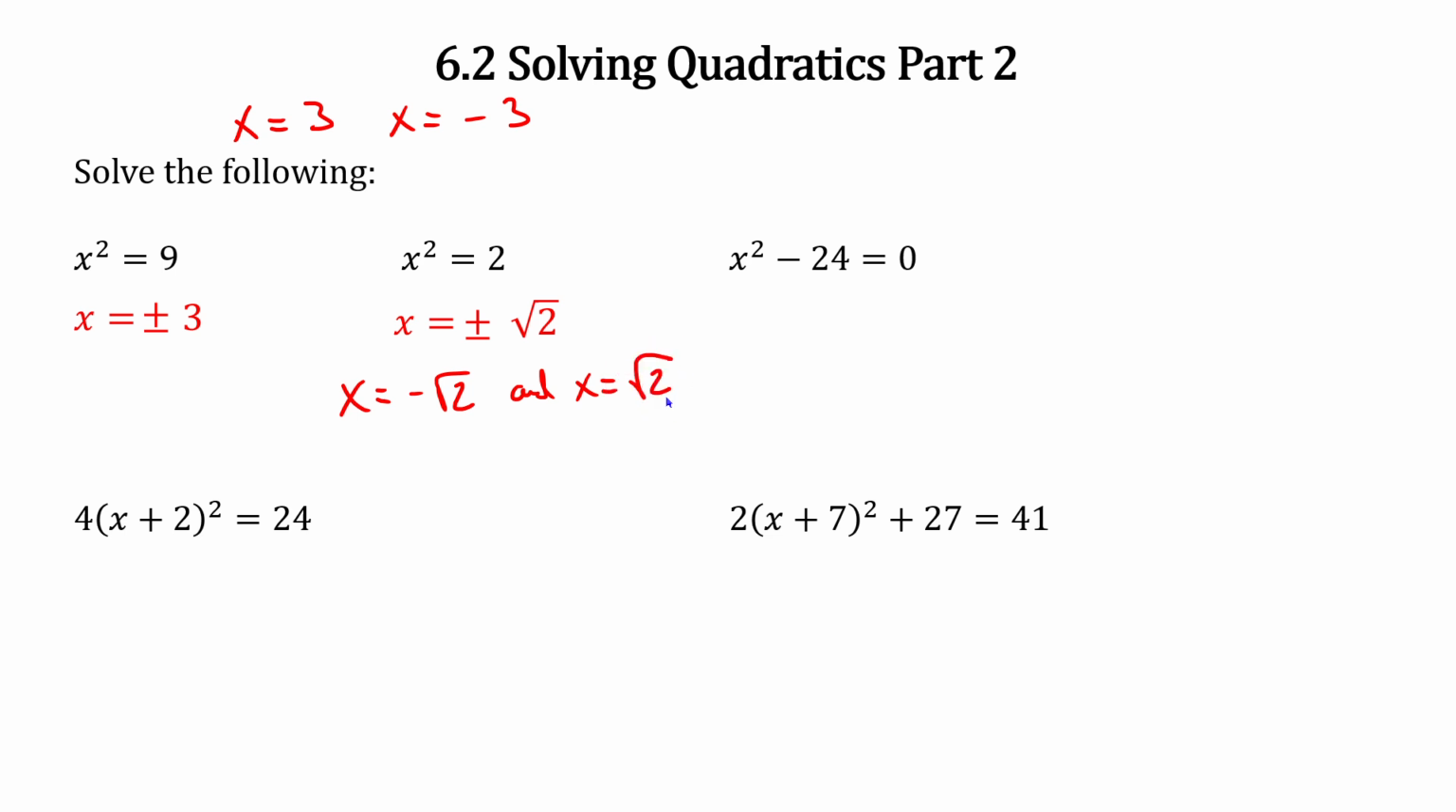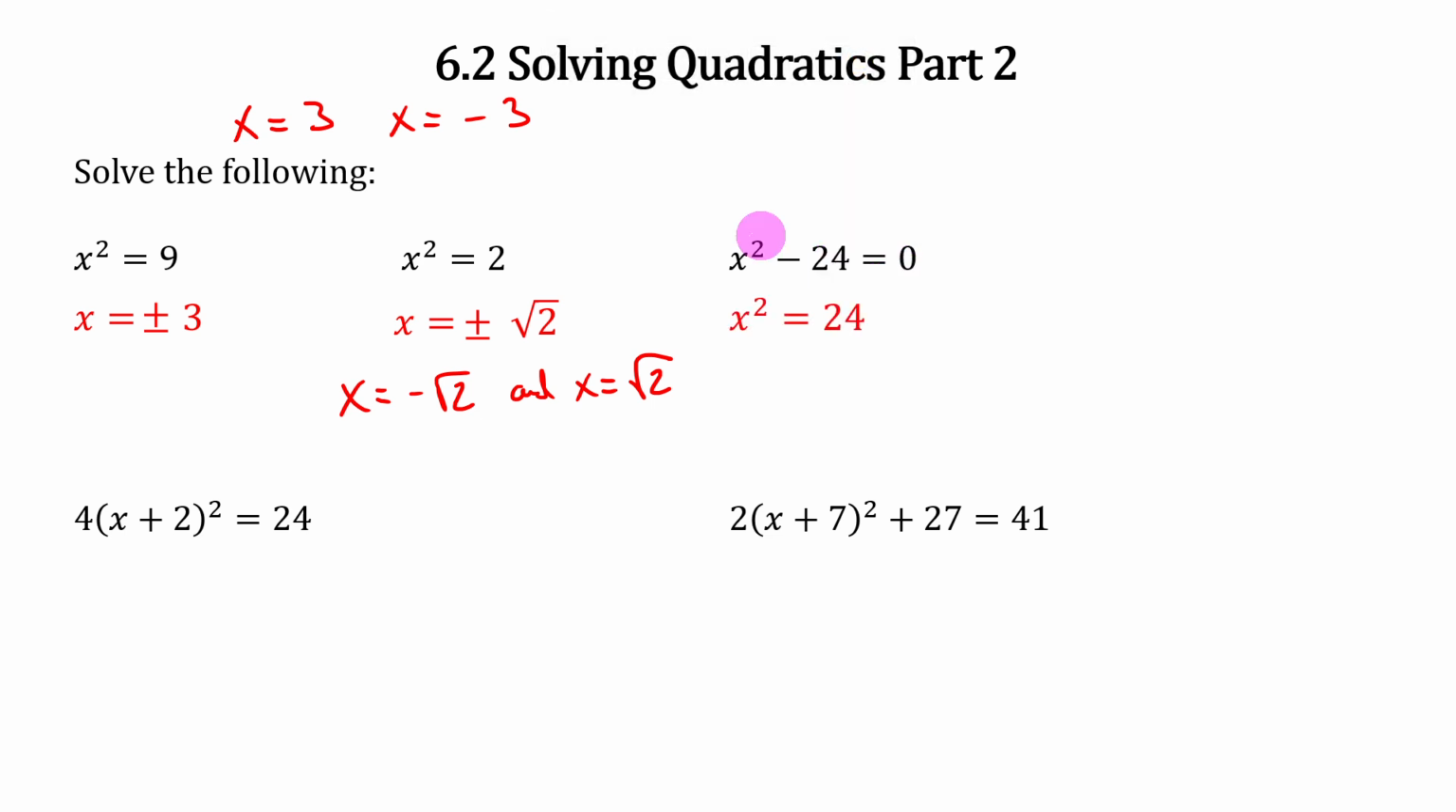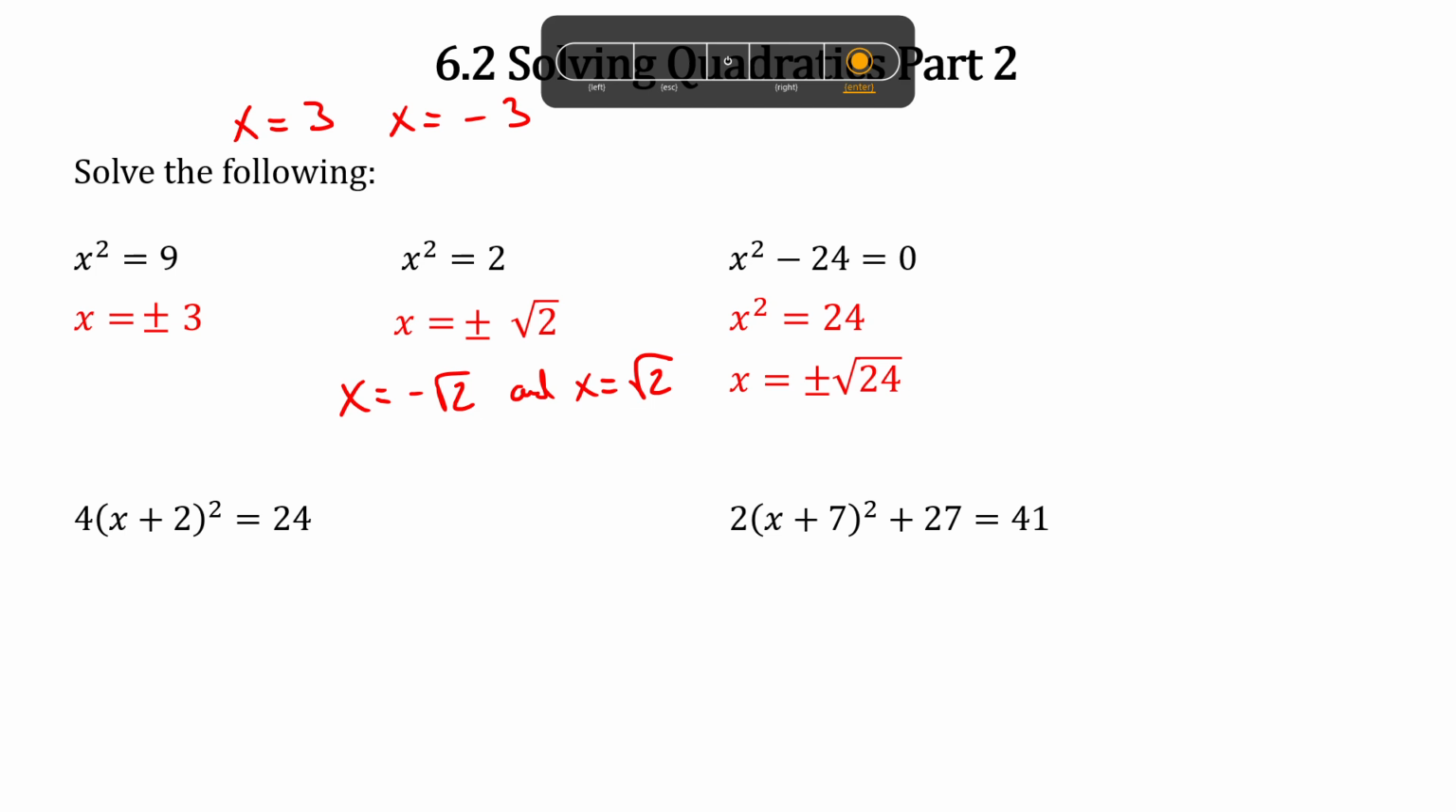All right? So over here, this looks like it's a difference of squares, but 24 is not a perfect square. So the last one we said, let's set everything equal to 0. Well, this one, since we just have one term, let's go ahead and move 24 to the other side. And now, x is going to be the positive and negative square root of 24.